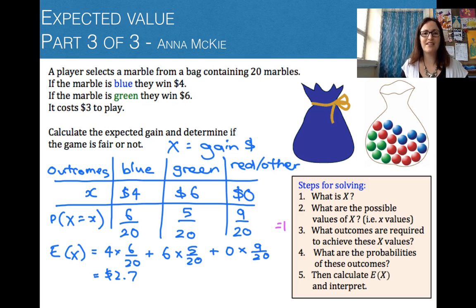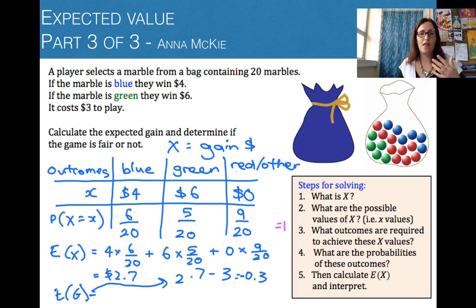But what's the expected gain? That is how much we expect to get per spin. It's a bit tricky to write on my iPad when it's down the bottom here. I'll just draw an arrow. We've got $2.70 minus how much it costs to play, which is $3. So that means we are losing 30 cents on average each play. So it's not a fair game.